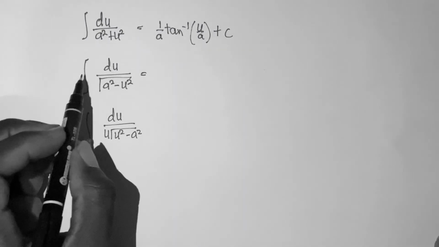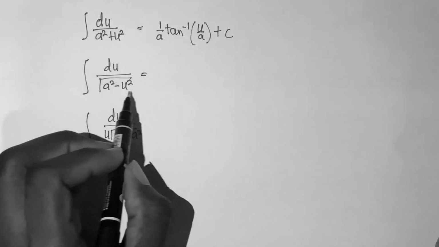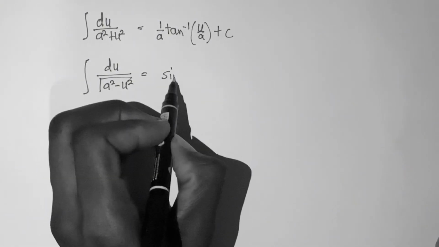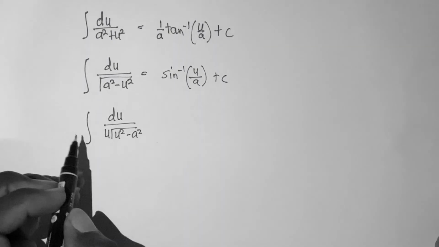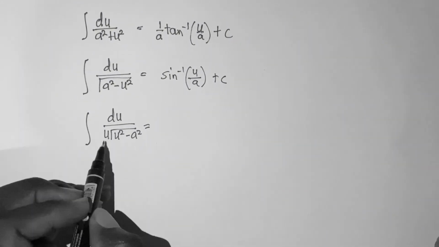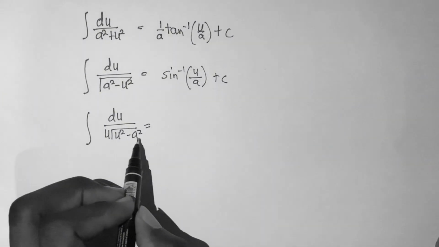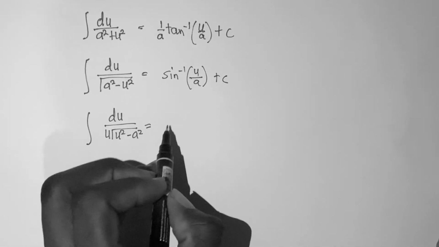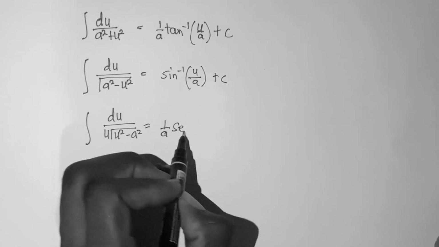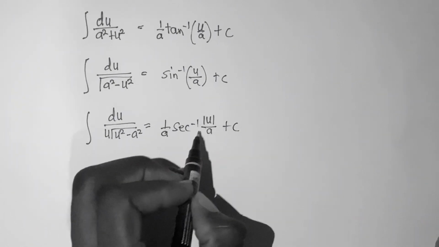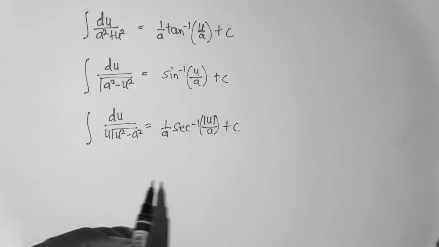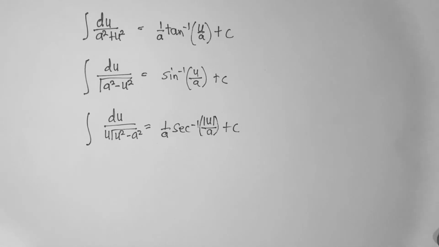And then this integral, which is the integral of du over the square root of a squared minus u squared, is equal to sine inverse of u divided by a plus c. And then the integral of du over u square root of u squared minus a squared, this one too is 1 over a sec inverse of the absolute value of u divided by a plus c. So these are generally the nature of the integrals that we'll be talking about. It still falls under the antiderivatives of rational functions.